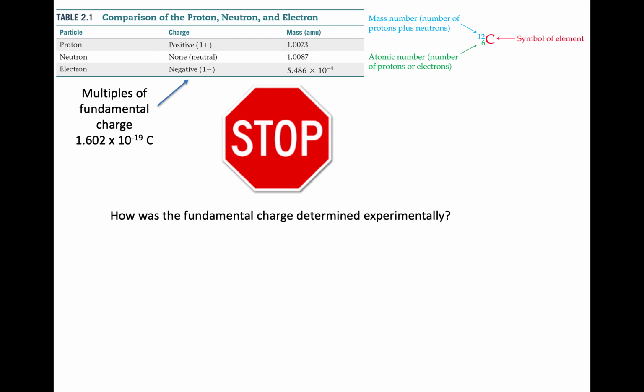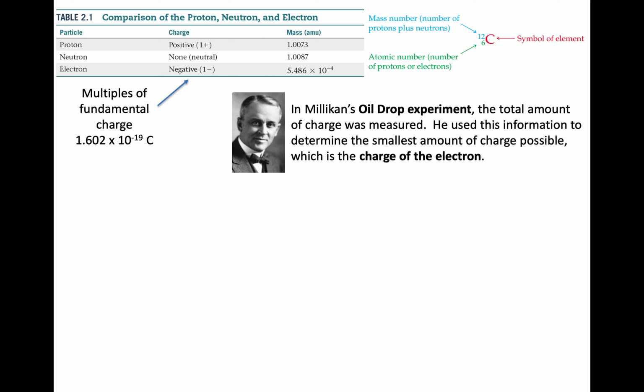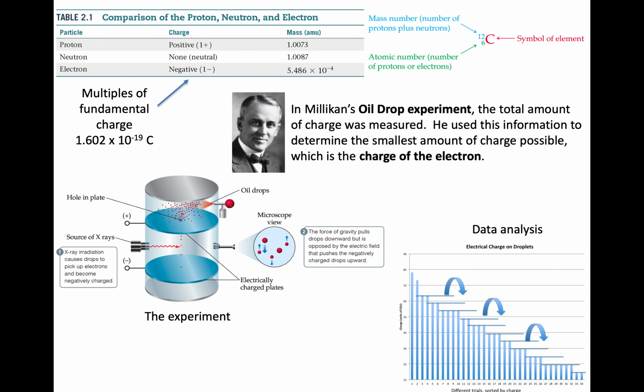How is that determined? Thinking back to Chapter 2, we want to be able to discuss the scientist, the experiment, and the significance of the experiment. So pause the video here. What can you recall about the determination for the fundamental charge of the electron? So I hope that you associated that with Millikan's oil drop experiment. That's a scientist. The significance of his experiment was he was able to determine the charge of the electron. If you recall, we had a description for the experiment and the data analysis.